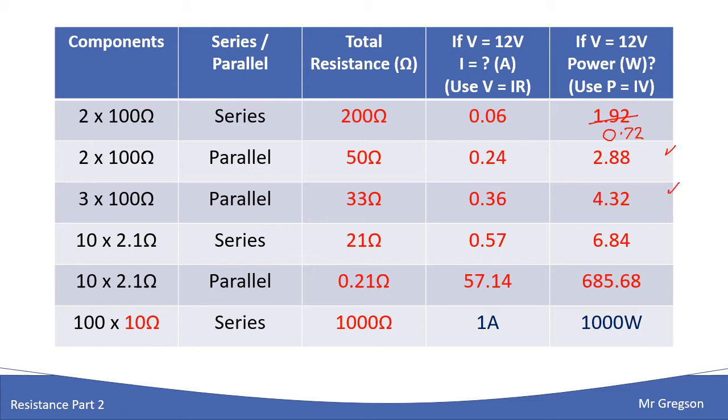And just to be 100% certain, 0.57 times 12 equals 6.84. Okay, right. So they look okay. Just this first one, which we did as a worked example anyway. So hopefully the rest of them are fine.